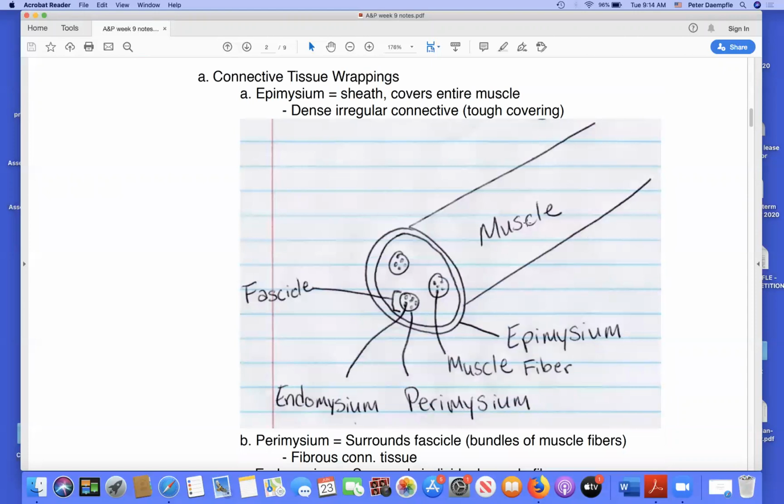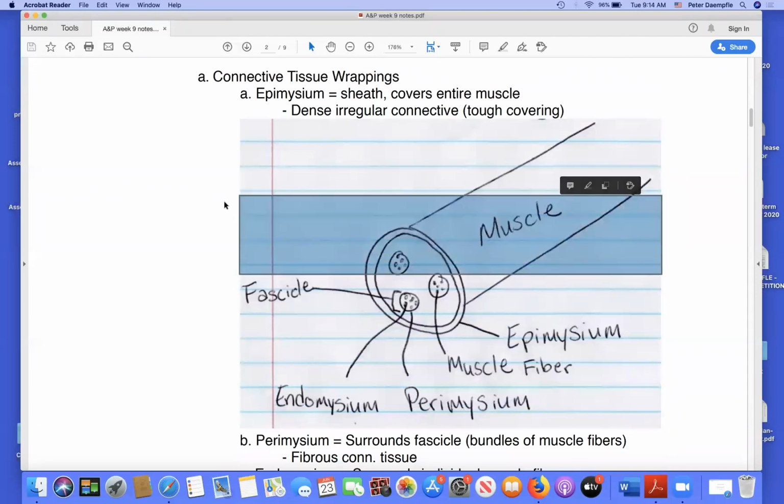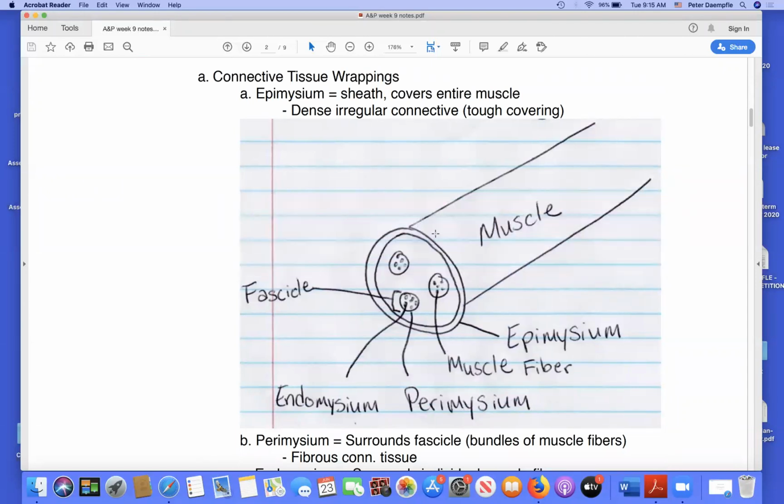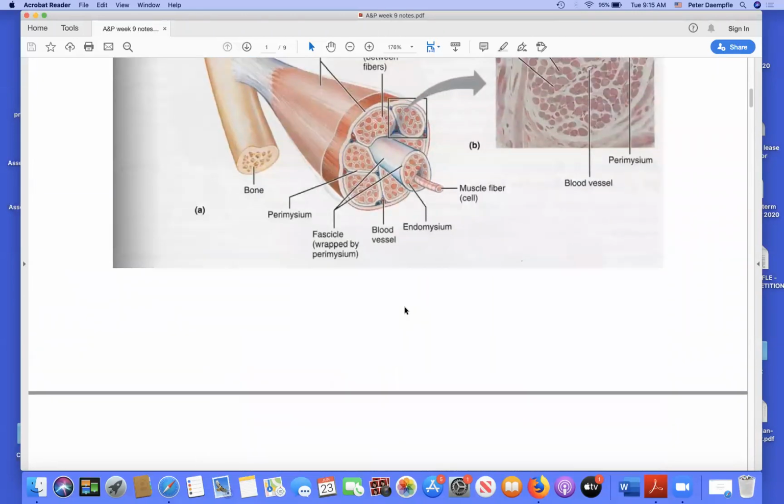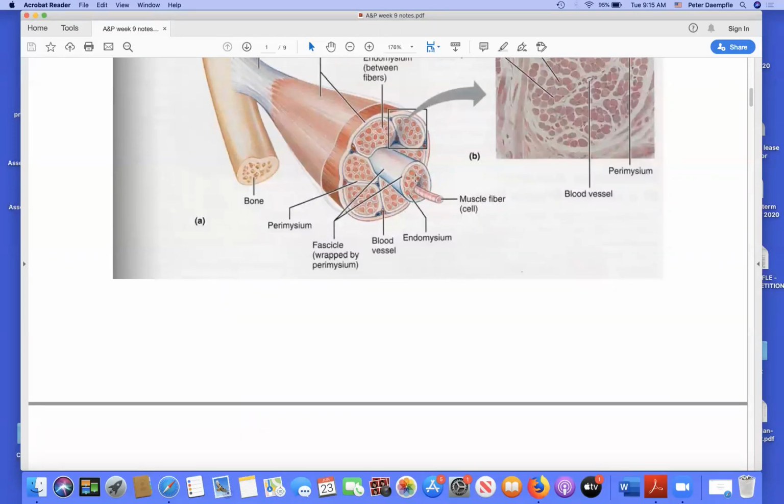Again, this is my little cartoon. You can draw it yourself. Draw a little picture of this general structure where the epimysium surrounds the whole muscle. The muscle is made up of fascicles. Each fascicle is made up of muscle fibers. Each fascicle is surrounded by a perimysium, and each muscle fiber is surrounded by an endomysium. That's the one thing I didn't mention. The endomysium surrounds the muscle fiber.